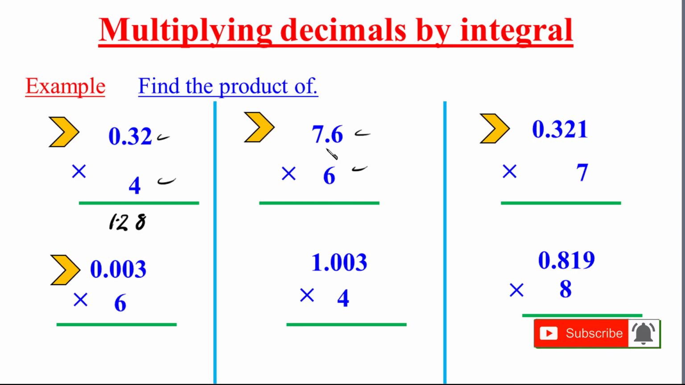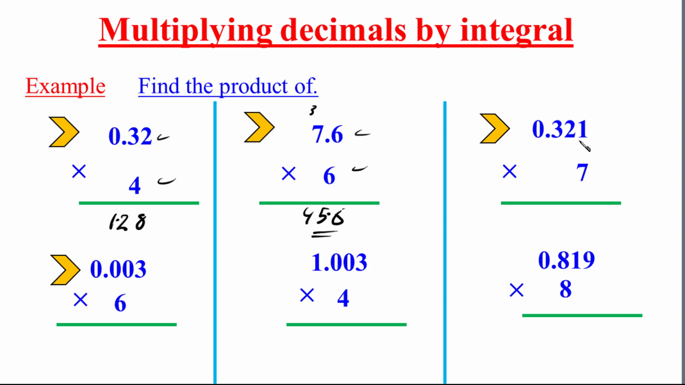Number 2, ignore the decimal point. It will be 76 times 6. 6 times 6 equals what? Equals 36. We write 6 and keep 3 over 7. 6 times 7 equals 42. 42 plus 3 equals what? Equals 45. Then we can here insert the decimal point after 1 digit from the right. Then we insert the decimal point between 5 and 6. It will be 45.6.